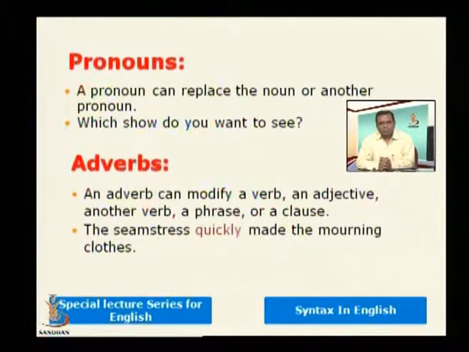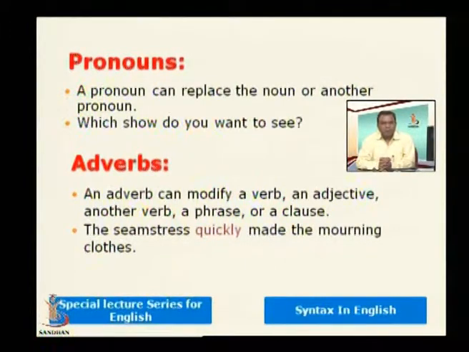Then adverbs. What are adverbs? An adverb is that word which tells something more about a verb, an adjective, or another adverb in a sentence. When I say he runs, I am talking about some person, he, and I mention only the action, runs. But there is no indication regarding how the action is happening. But if I say he runs fast, then this word fast tells something more about how he is running. He runs fast.